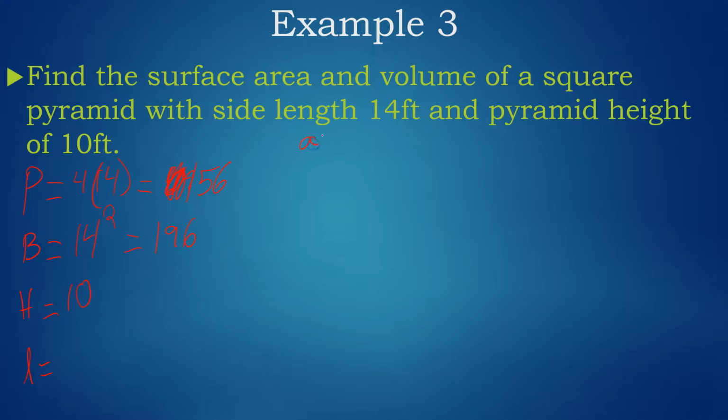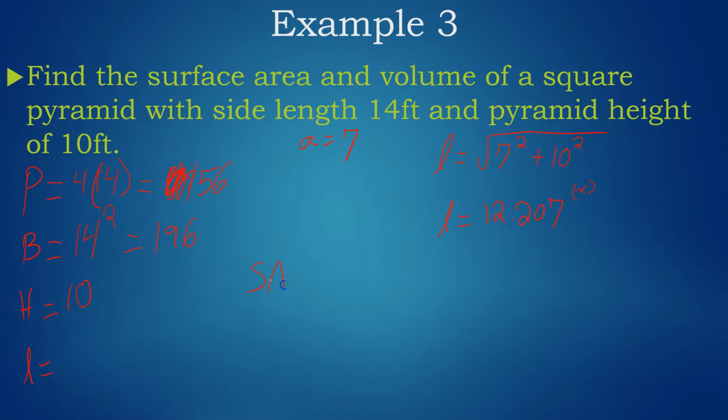So first we need the apothem, which is half the side length. So the A value is 7. So L equals the square root of A squared plus H squared. So when we work that out, we get L to be 12.207. Make sure we store that. Again, I'll store it as x because that's the first variable I have.